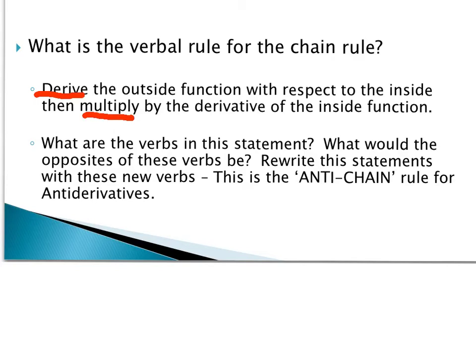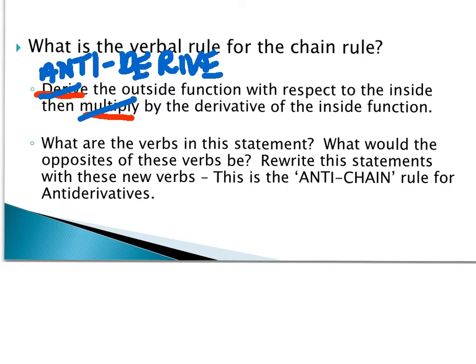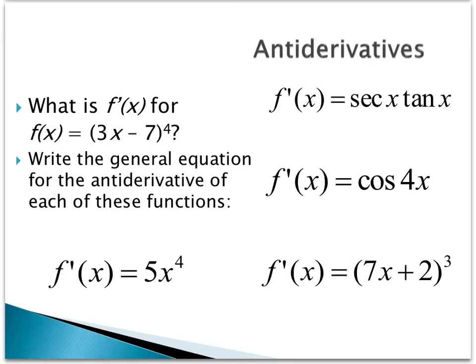So if we want to undo this, we've got to undo both those verbs, and we do that by changing the word derive to antiderive, and change the word multiply to divide, and this becomes our anti-chain rule then. Antiderive the outside with respect to the inside, then divide by the derivative of the inside function, and this becomes our anti-chain rule for derivatives.